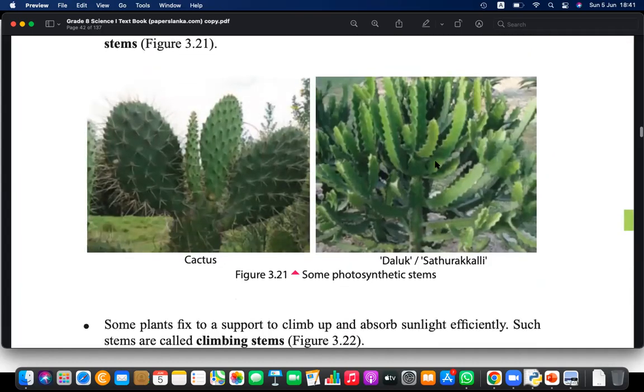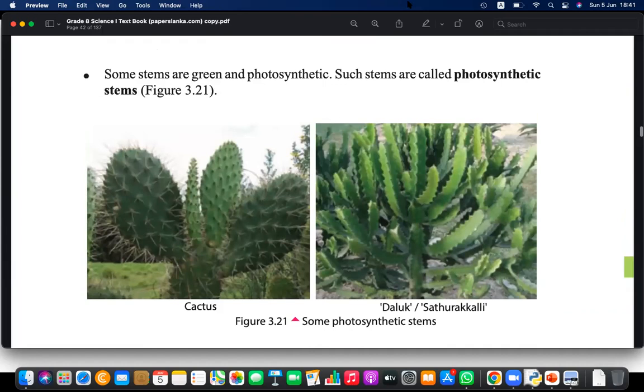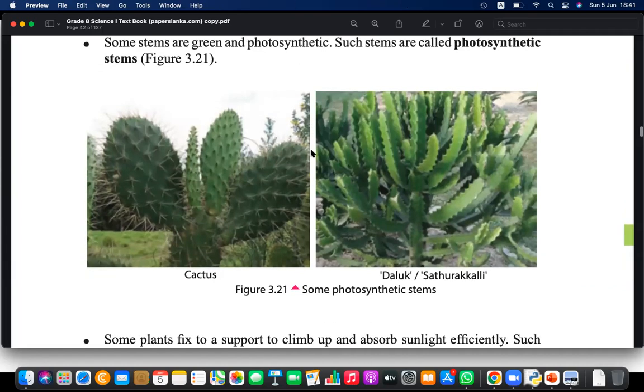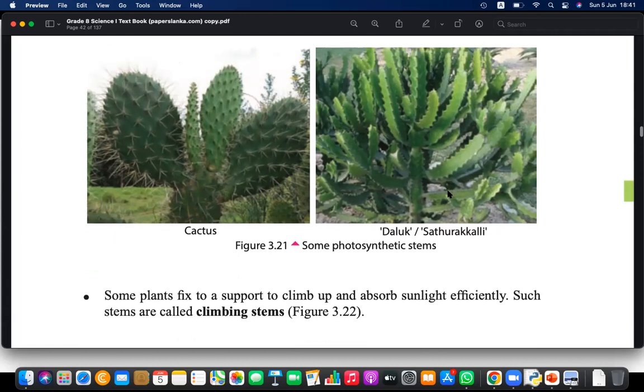And there are some other stems like photosynthetic stems, which have chlorophyll, so they can generate food. You can see the leaves are like needles, so leaves cannot do photosynthesis very well, so the stem is adapted to do the photosynthesis and produce food.